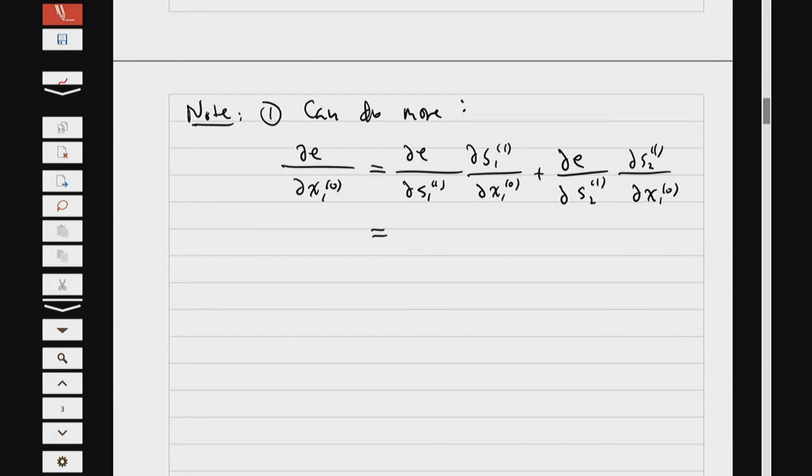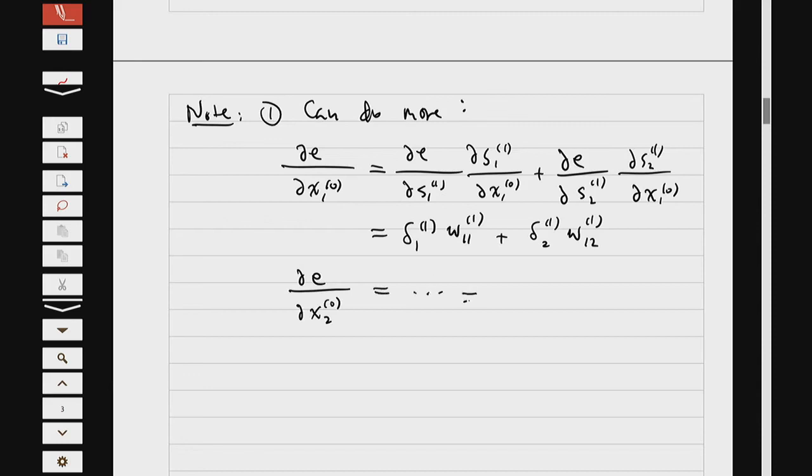And of course, we already have the first partial because it's simply delta 1 of 1. The second one, because the S over there is just a weighted sum of the input x1, the coefficient in front is simply W11. And then the second term is delta 2 of 1, and the coefficient in front is W21. Then you're all set. And likewise, you can also find this partial derivative with respect to x2 at the input.